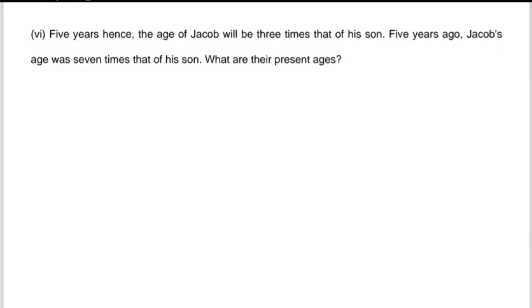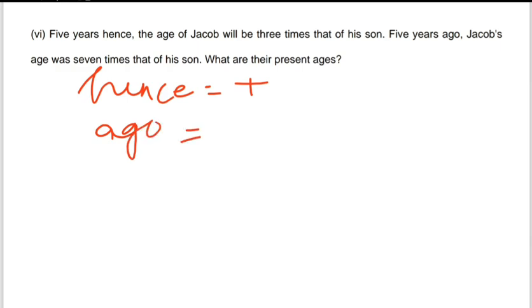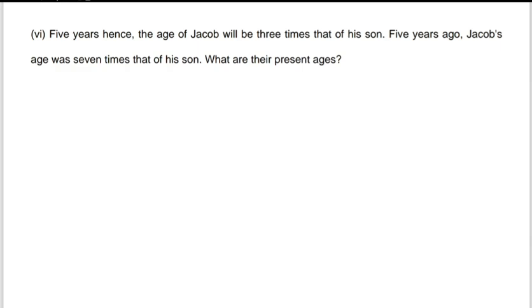So I'll say a keyword. If the question says hence, it means addition, and if the question says ago, it means years back, minus. So hence means we should use plus, and ago means we should use minus. Okay. So now let's do the question. 5 years hence means plus 5. The age of Jacob is 3 times his son.